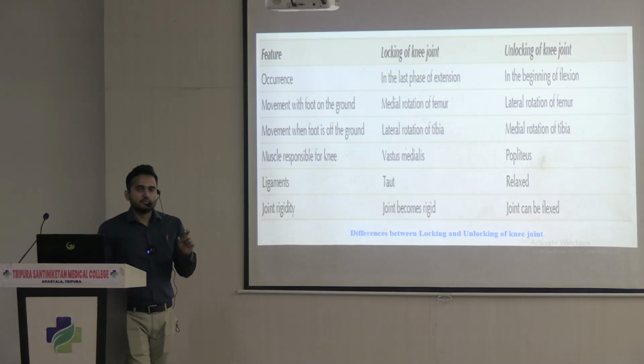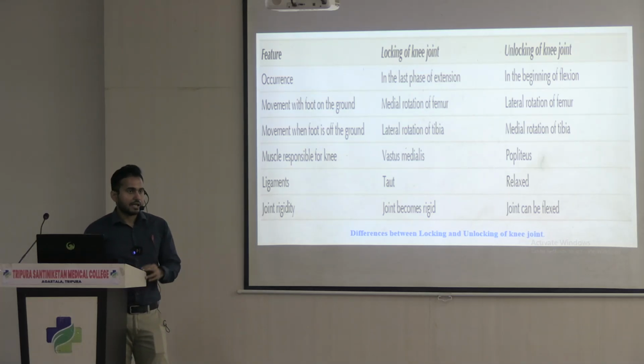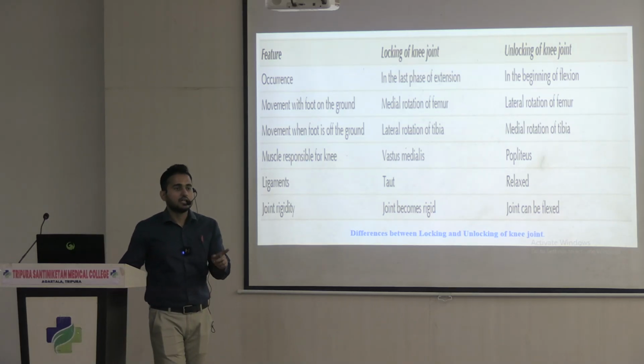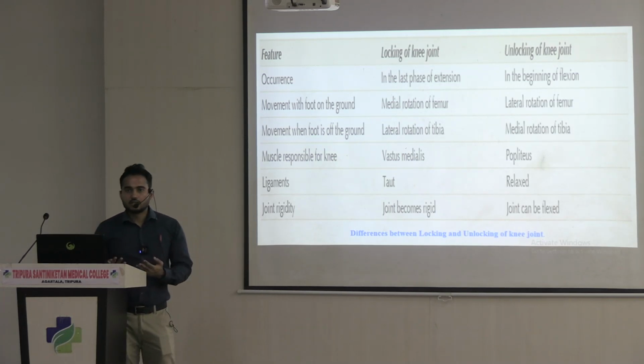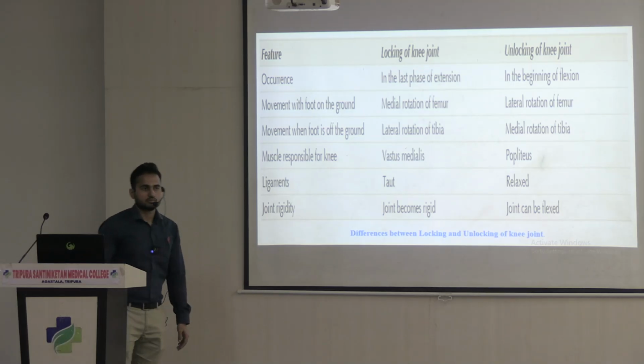Now in the exam, whenever you get questions on movements of the knee joint, if you write only flexion and extension and the muscles causing them, that is not enough. Along with flexion and extension, you have to mention the locking and unlocking mechanism of the knee joint. Without that, it is incomplete. Whenever you mention it, you have to mention two conditions: when foot is on the ground and when foot is off the ground. Is it clear? The best way is to study this chart. Everything is given in it.